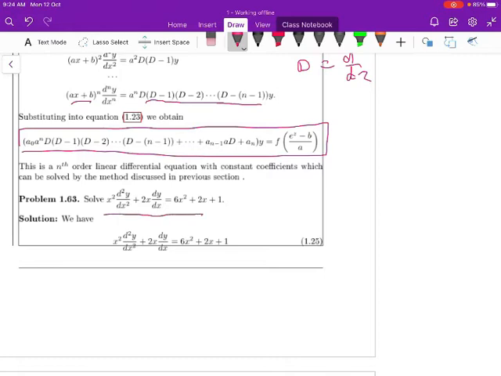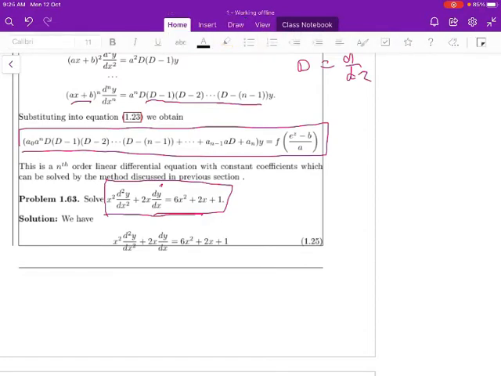Solve x² d²y/dx² + 2x dy/dx = 6x² + 2x + 1. You can observe it is a second order differential equation with variable coefficients. The order is 2 and the corresponding variable coefficient is a function of x with degree also 2. Here the order is 1 in the second term and the degree of x is 1. So such an equation is called a Cauchy linear differential equation of second order.